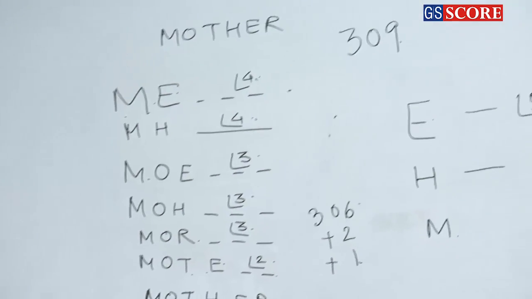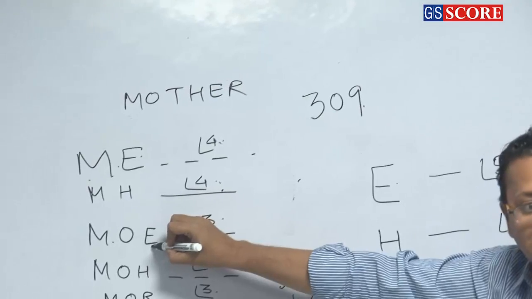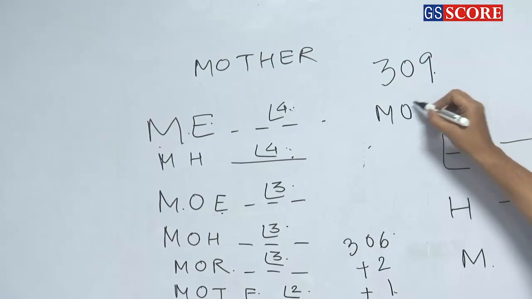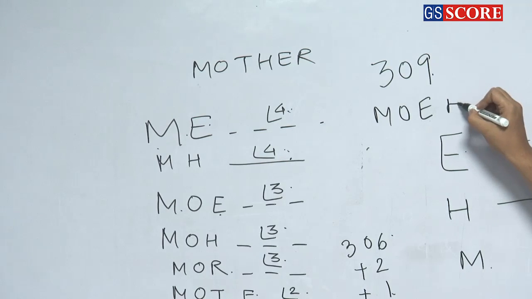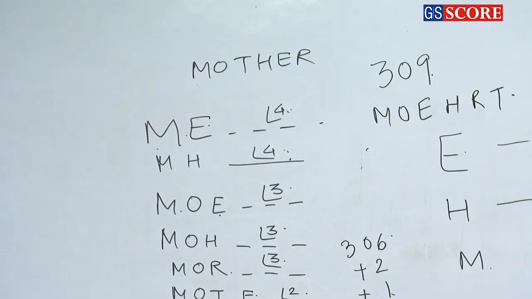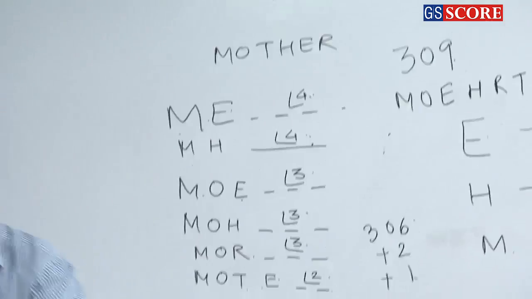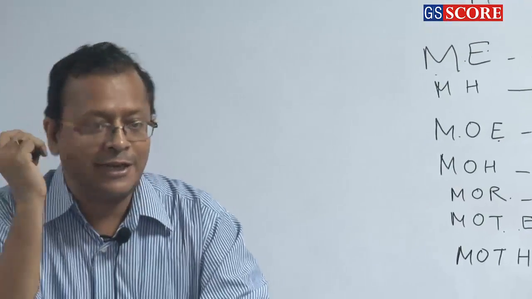It can ask you, what is the 289th word? So you can say 120 plus 120, 240, 288. So 289 is this one. So MOTHER. E, then H R T. What is the 289th word? It is MOEHRT. It can ask you the question, what is the rank of the word MOEHRT? So your answer will be 289.